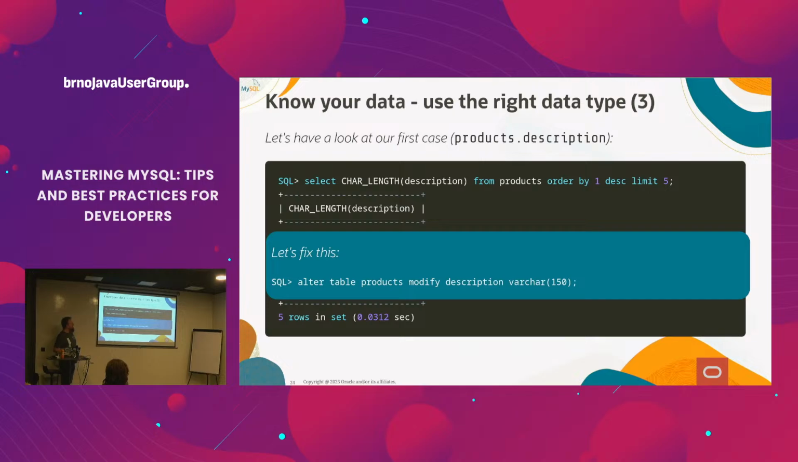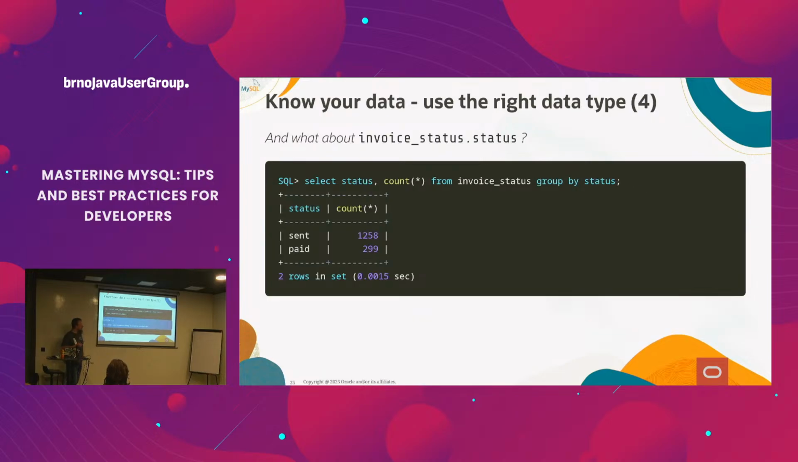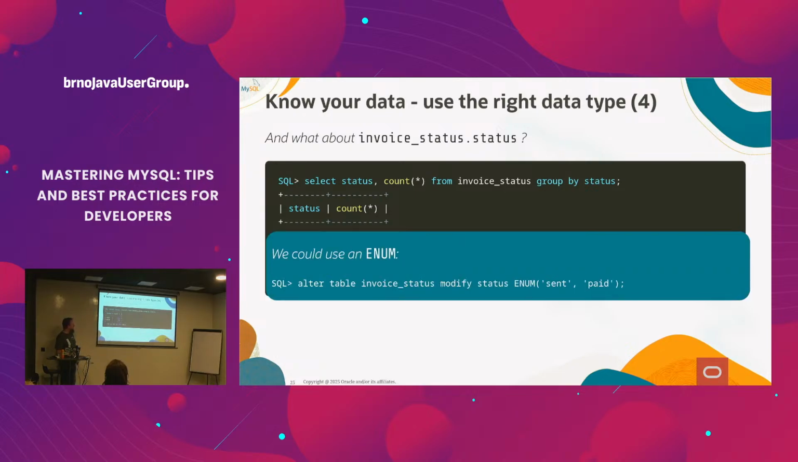So invoice status, varchar 10, what could be the status of an invoice? We don't really know, but let's have a look. So we do that, and what we can see is that we have only 2 statuses in the database, sent or paid for the invoice. So why keep that very long field for it? What we can do is use enum, and it will use 1 byte only. Instead of 10 multiplied by 4 plus 2, right? So it's much better, and if we index that.